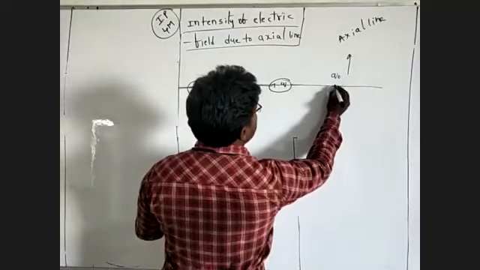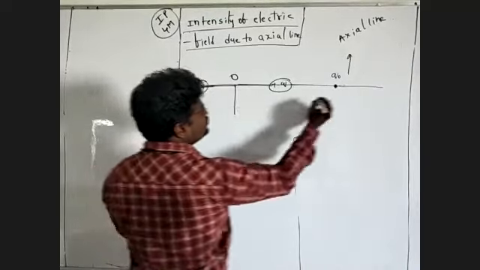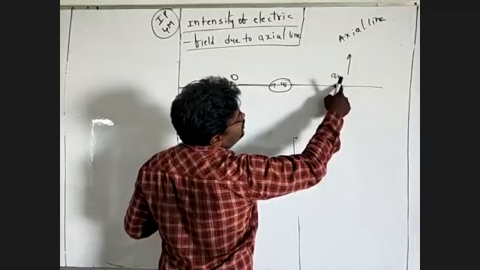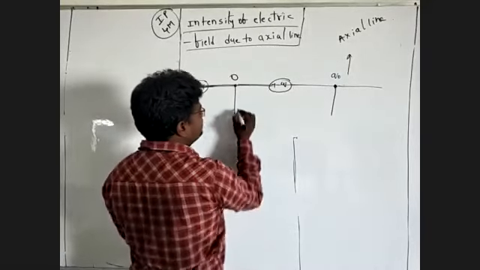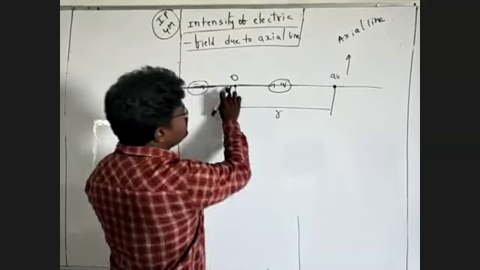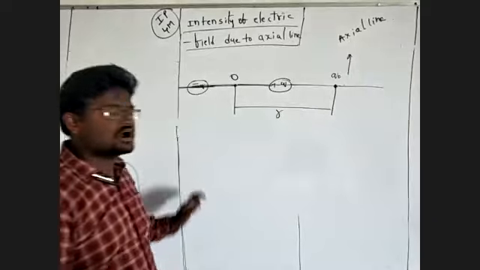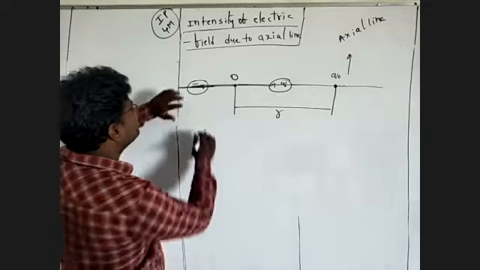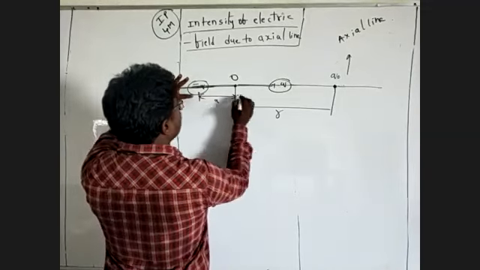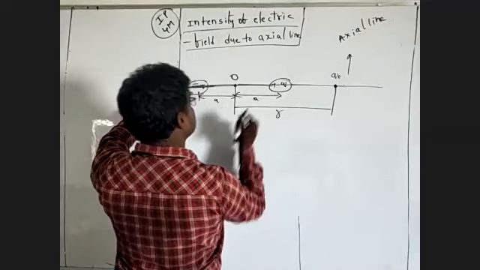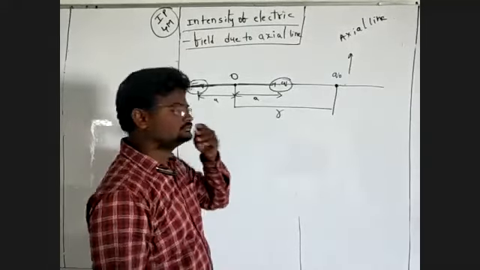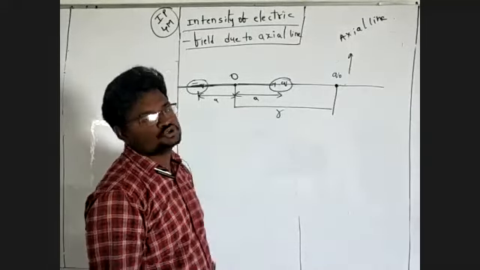The test charge is kept on the axial line. This is the center of the dipole. The distance between the center of the dipole and the test charge point is R. The distance from here to here is A. This is the dipole moment. The distance between the two charges is 2A.